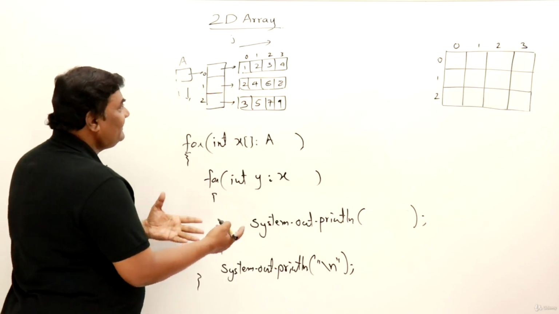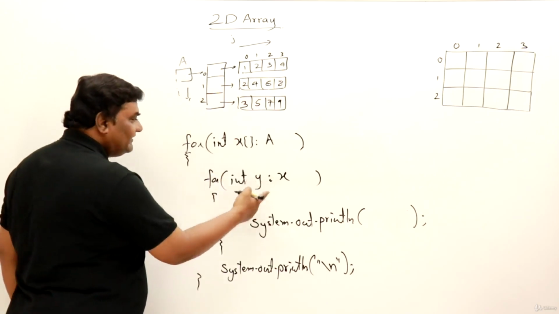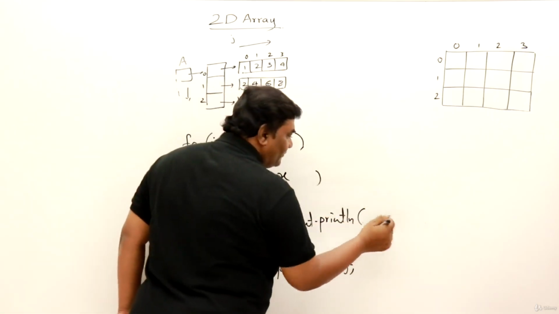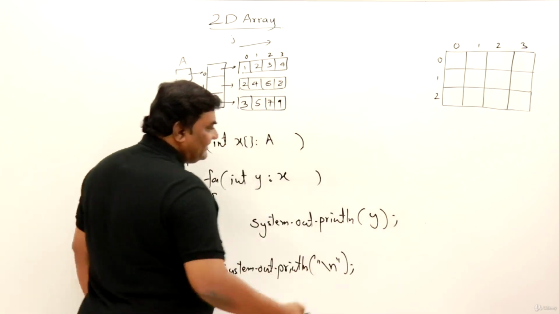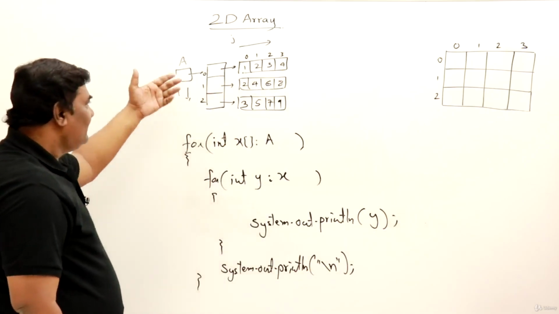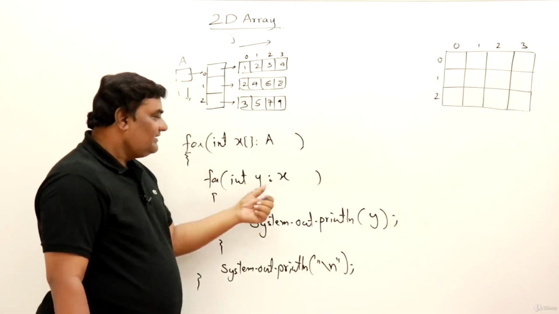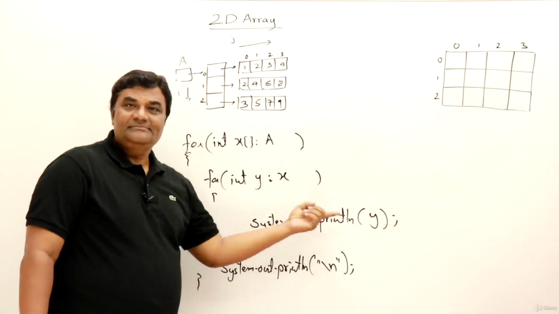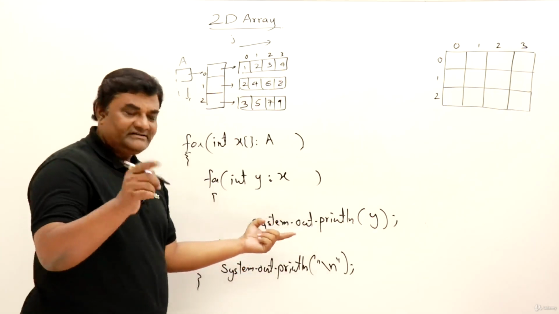Now who is actually getting the values, x or y? y. So just print y here. Print y. No need to print x. x is not an element, it's a reference to an array. So y is taking the values, so y is printed. So how it works, let us see.